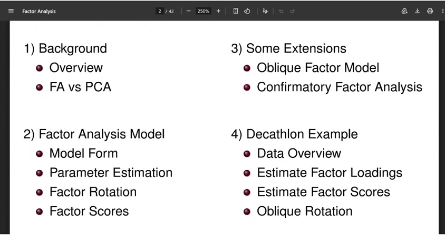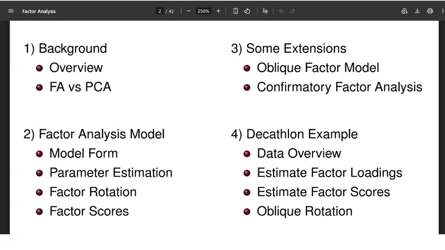I'm going to walk you through our background, discussing the overview of factor analysis. And I'm also going to make a distinction between the principal component analysis that we've done before and factor analysis. So what is the difference between them? We're going to look into that. Then after that, I'm going to walk you through the specification of the model in analyzing factor analysis.